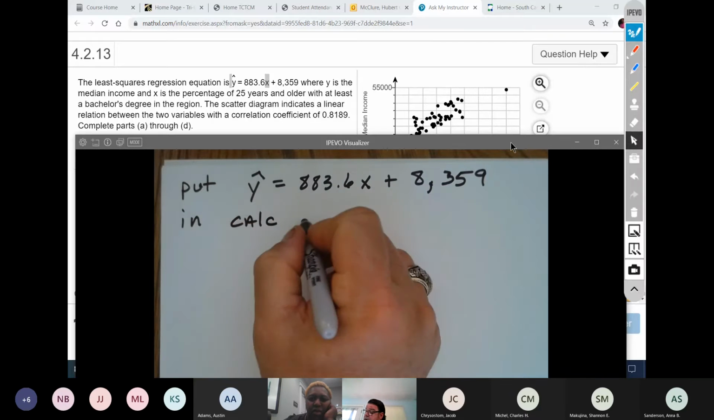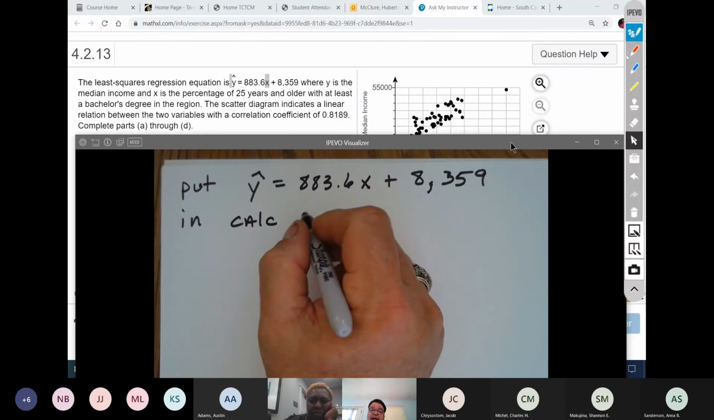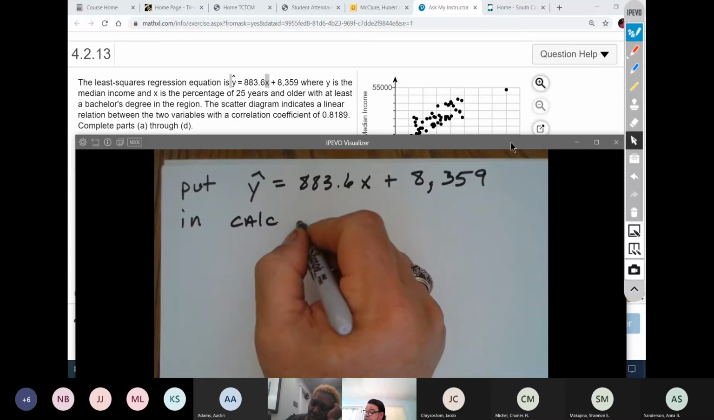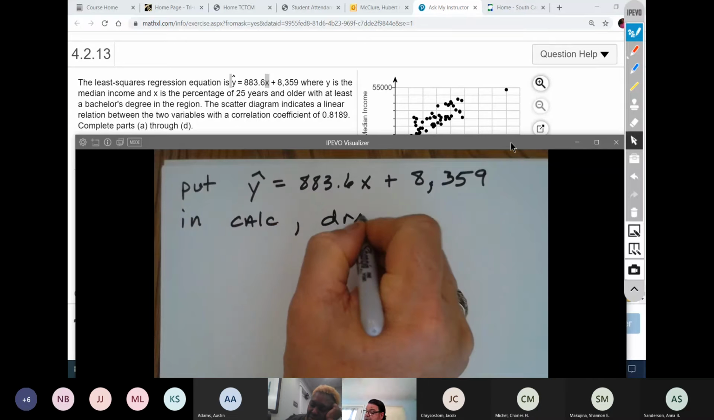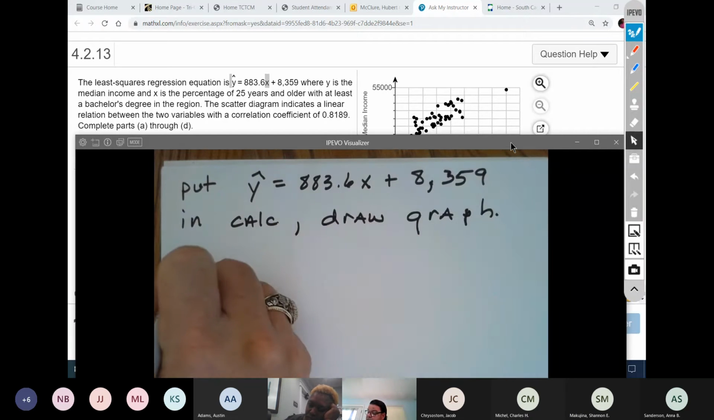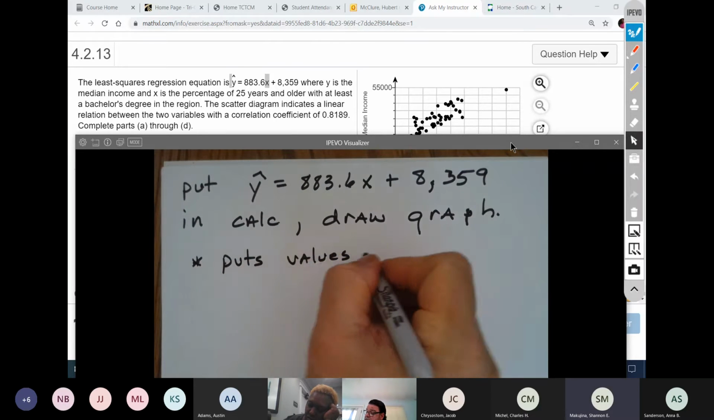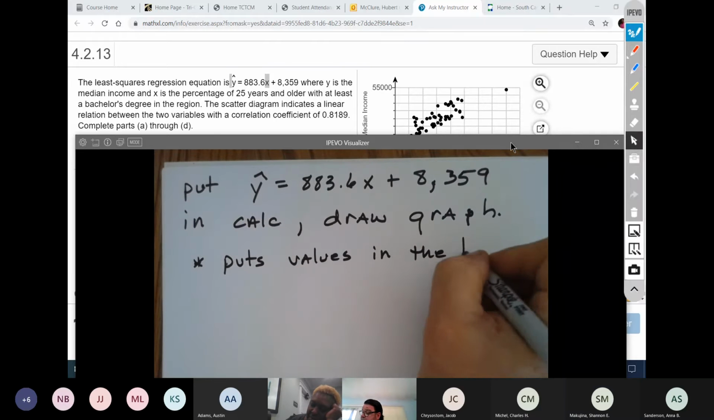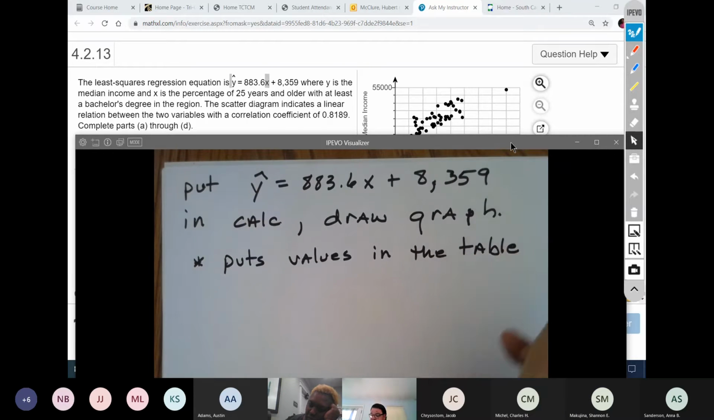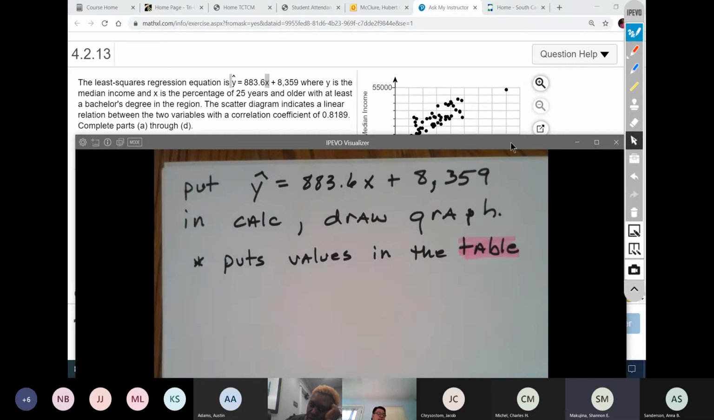What's that sign over the y mean again? That's just y hat. Don't worry about that. As far as doing the line, just punch it in your calculator and draw the graph in your calculator. Now what that does is that puts values in the table. And I'm going to highlight table because that is what you need to learn how to do on this question. Some of you don't know how to do it on your calculator, and I'm going to show you. If I haven't already showed you, I can't remember what I've shown you and what I haven't shown you.